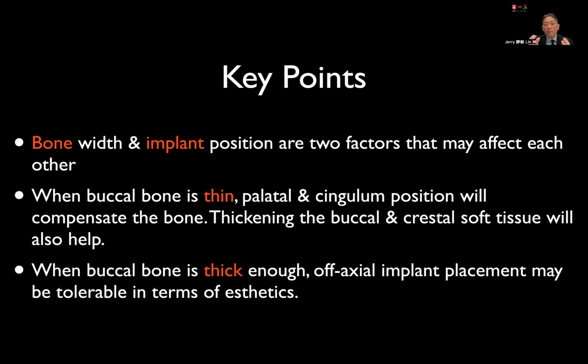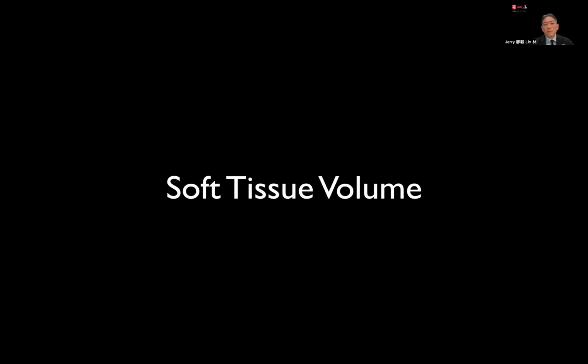So if the bone is thick enough, off-axis implant placement may be tolerable, because in that way the bone will support the soft tissue and give the appearance that we want aesthetically. And that's the reason why we want to have good bone on the buccal, or we should place the implant carefully with good position and angulation.